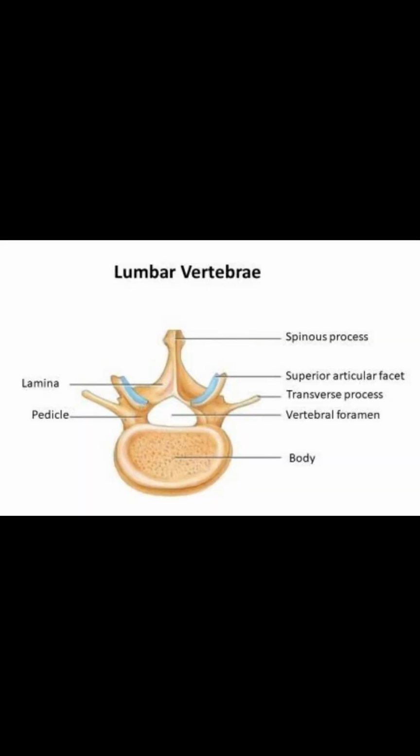Now, moving down to the thoracic spine. You have 12 thoracic vertebrae, each with ribs attached to them. And you have the lumbar spine with 5.